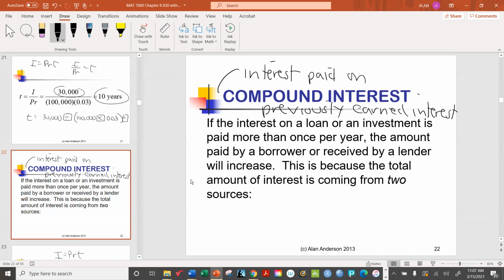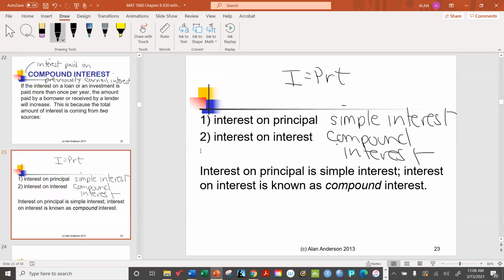But the longer you leave your money in the account, the more and more of the interest is compound interest, and the less is simple interest. So the return you're getting will be mostly simple interest, but if you leave the money there long enough, eventually you'll also have a significant amount of compound interest. All right, so all of these investments give us potentially two sources of interest. And again, we'll summarize it here. Interest on principal, which is our familiar simple interest, and interest on interest, which is known as compound interest.